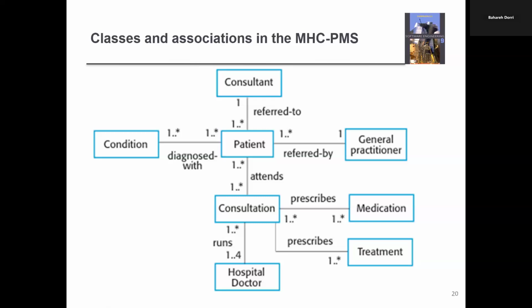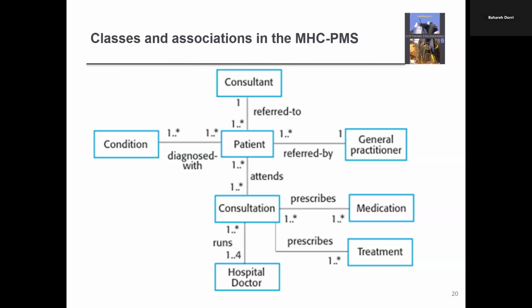Patients can also be referred by a general practitioner, and they may be referred to a consultant. So these are one-to-many relationships. The GP or consultant is on the one side, and each patient may have many such referrals. Then we have consultations. Each patient attends one or more consultations, and a consultation is always associated with at least one patient. Again, this is a one-to-many relationship.